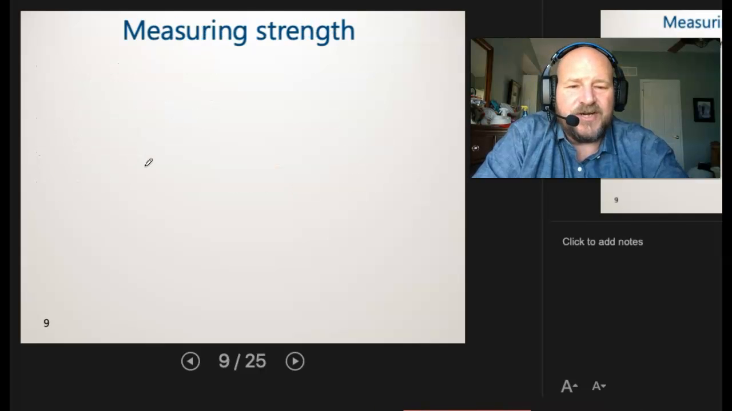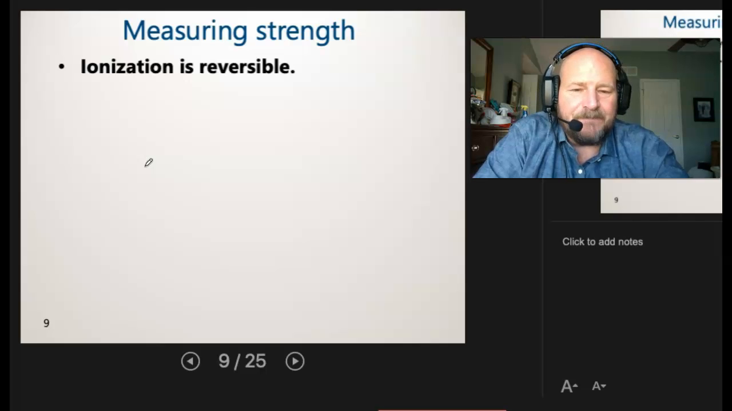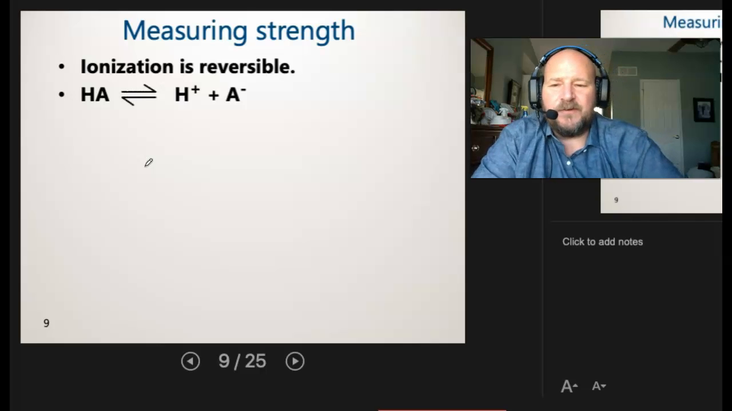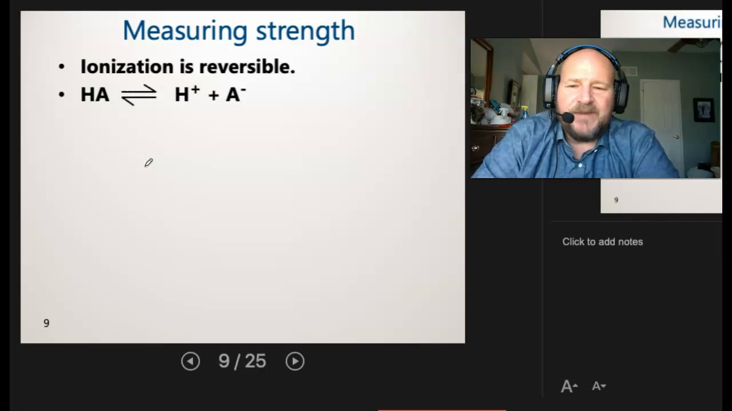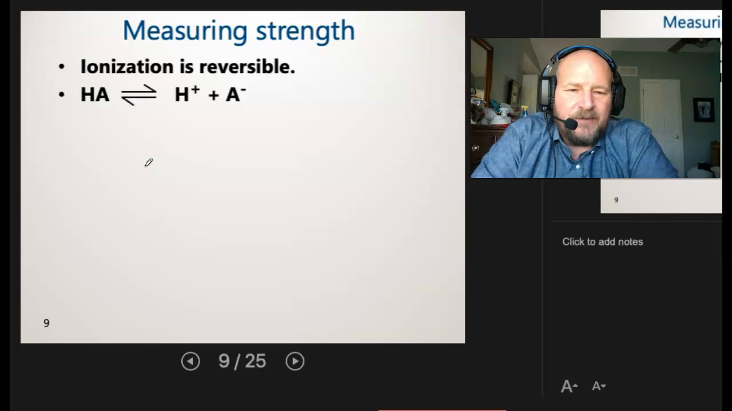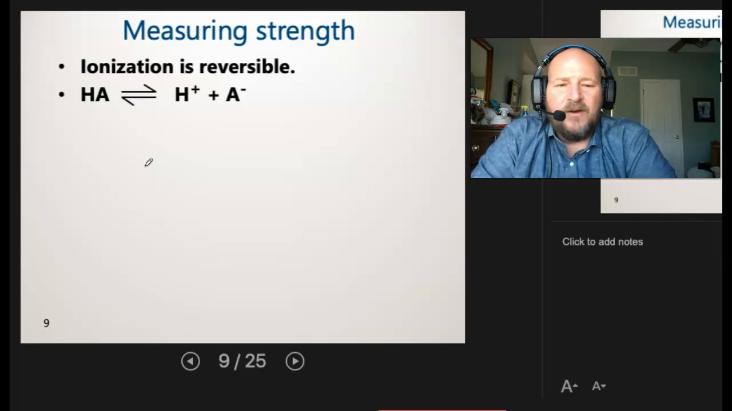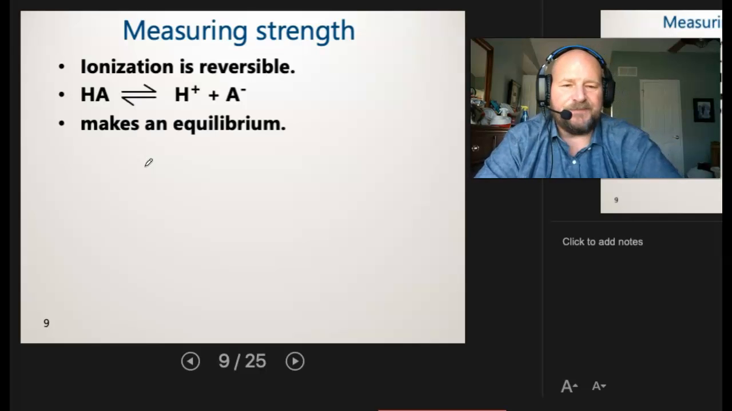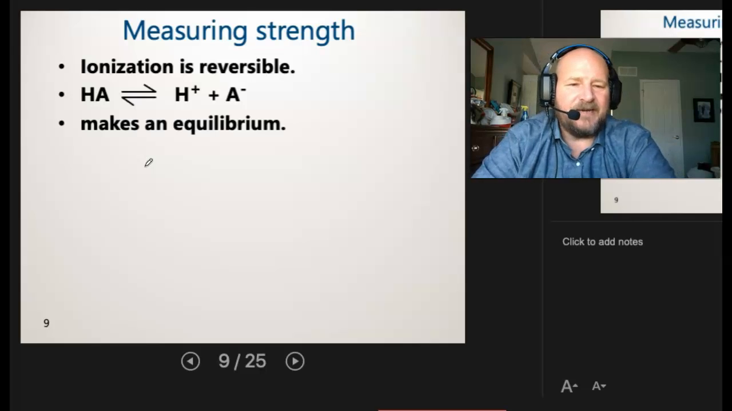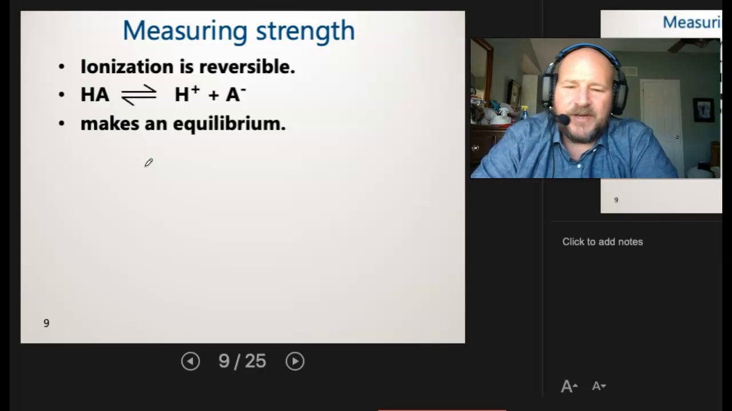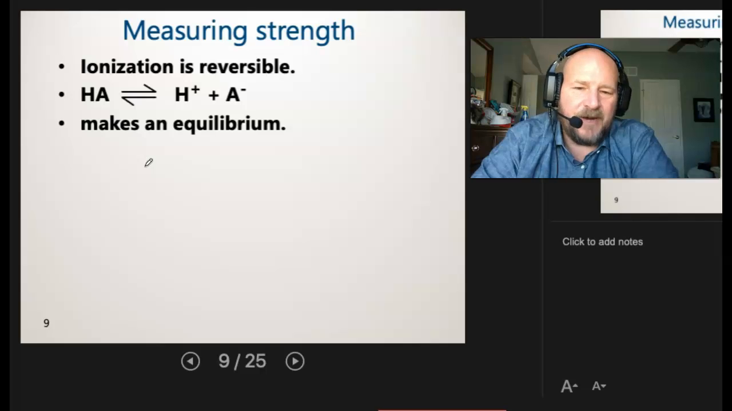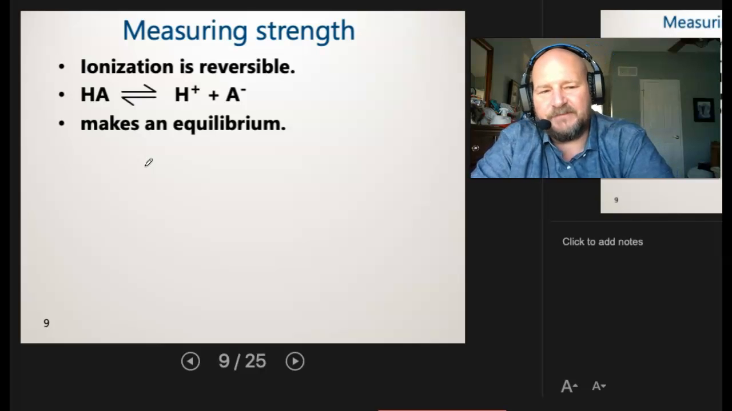All right, so measuring strength. In order to understand strength, we have to look at ionization. Ionization is going to be reversible. So if I go back to my general equation, I've got that double-headed arrow, and we call that an equilibrium. What that means is that it's basically a reversible reaction, and it's happening at the same time. So I have HA going to H+ and A-, and at the same time I have H+ and A- going back to HA.